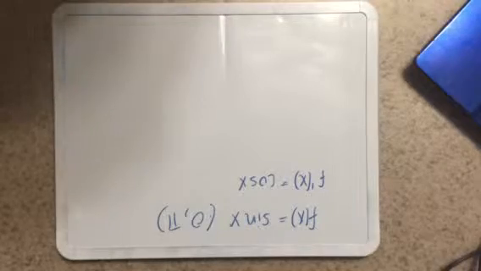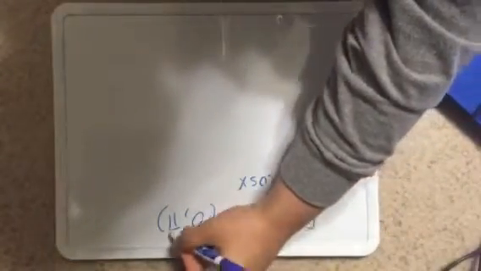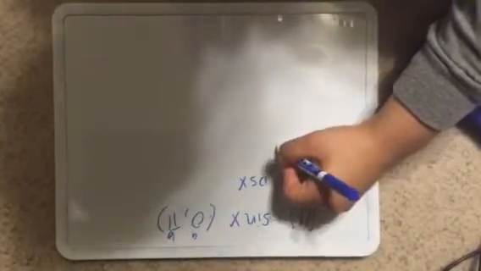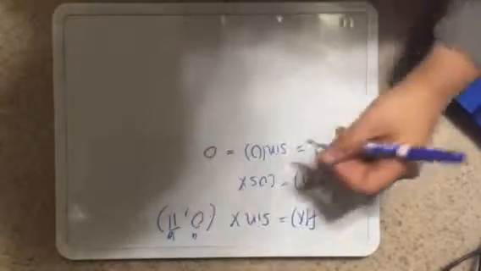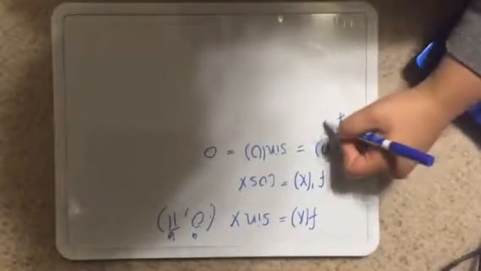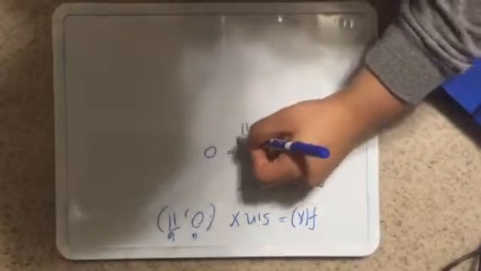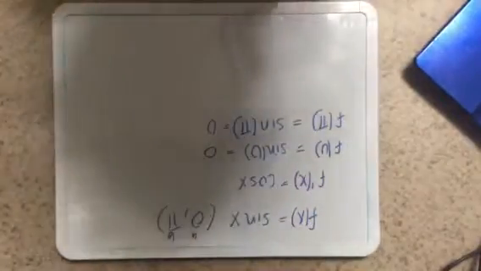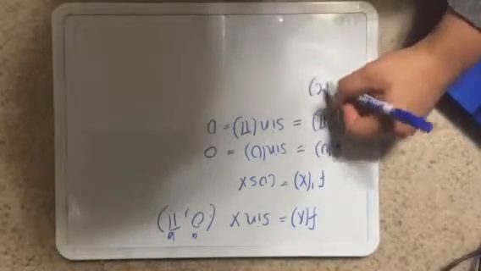So now let's evaluate a and b again. f of 0 equals sine of 0, which equals 0. And then f of pi equals sine of pi, which again is 0. So that's pretty simple. Now let's find f prime of c, which we know is the derivative.